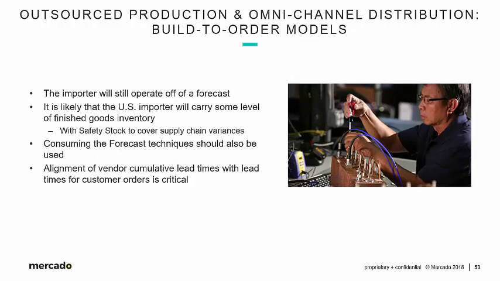Couple of points, kind of summarizing much of what we've spoken of already. The importer in the U.S. is still going to have to operate off of a forecast. That importer needs a baseline from which to operate. Because of variation in the supply chain, it is likely that the U.S. importer will carry some level of finished goods inventory.